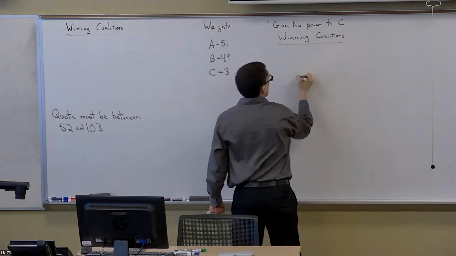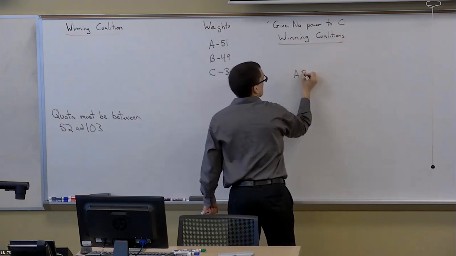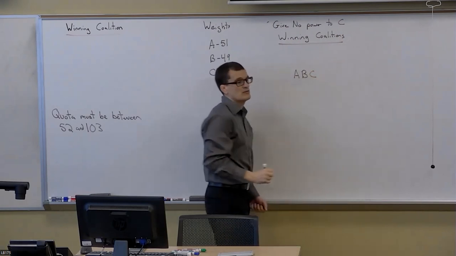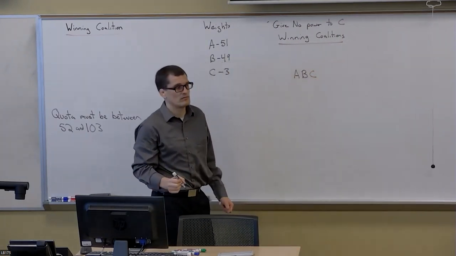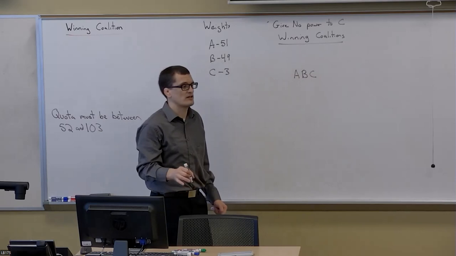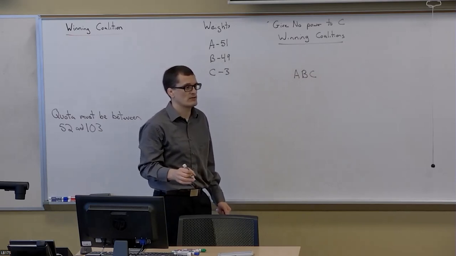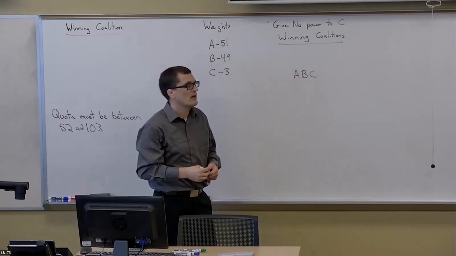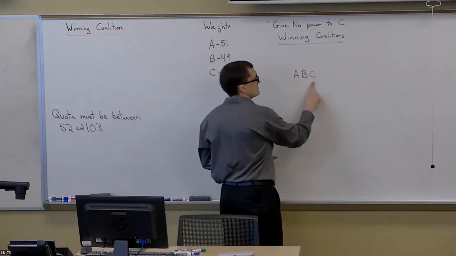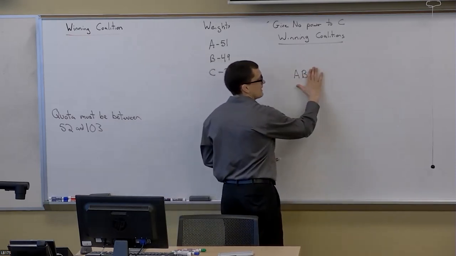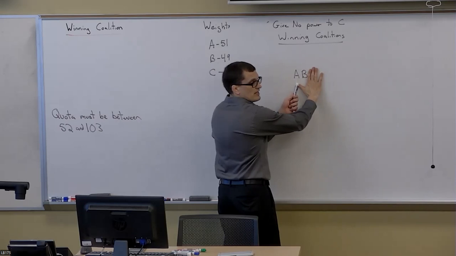Well, the winning coalitions, obviously, if we're having any system, unanimous is always going to win, right? So all 3 of them are going to win. But if I want to give no power to C, I want to be able to erase C and still have A, B win.